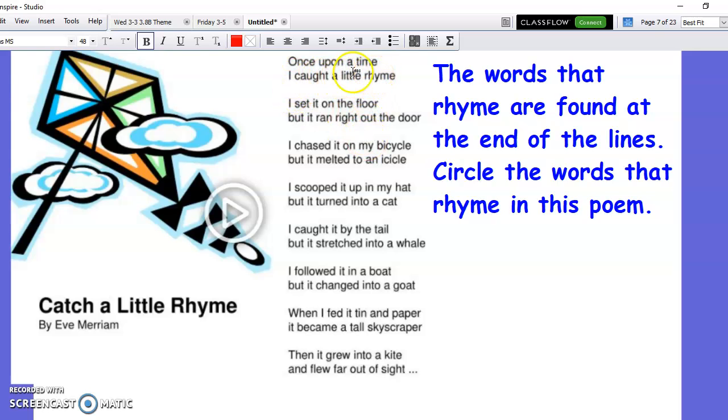Once upon a time, I caught a little rhyme. I set it on the floor, but it ran right out the door. I chased it on my bicycle, but it melted on an icicle. I scooped it up in my hat, but it turned into a cat. I caught it by the tail, but it stretched into a whale. I followed it in a boat, but it changed into a goat. When I fed it tin and paper, it became a tall skyscraper. Then it grew into a kite and flew far out of sight.